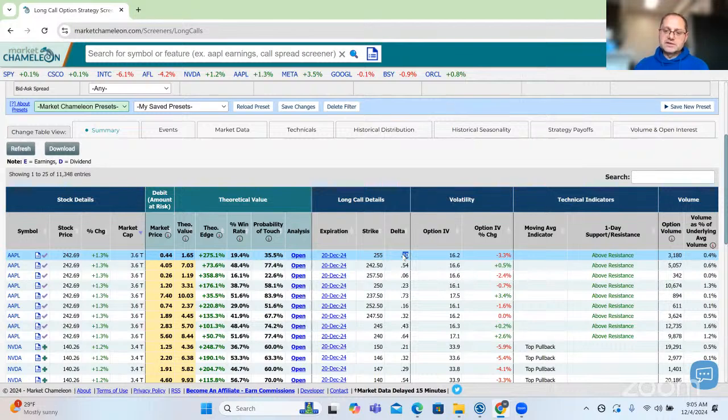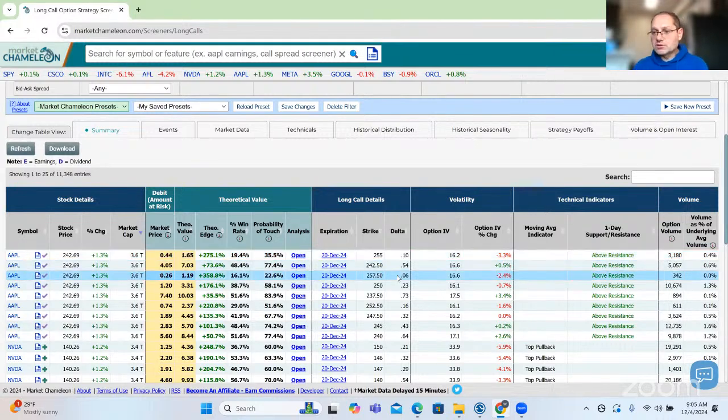The delta lets us know the price sensitivity of the option according to the Black-Scholes model for a dollar move in the stock up or down. So 10 delta means that this option is expected to increase by 10 cents if the stock goes up by $1, or expected to decrease by 10 cents if the stock goes down $1. That's its directional risk for a dollar move, according to the Black-Scholes model.